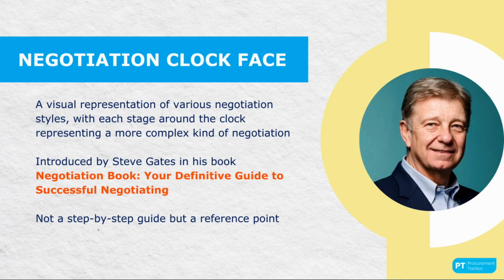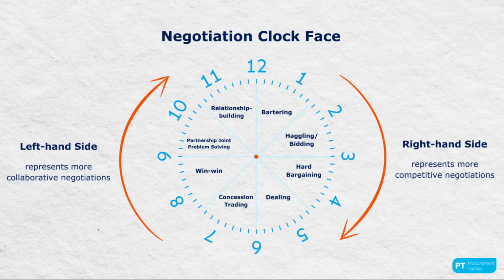Negotiations can fluctuate between the clock phases, and the negotiation clock face will help you determine which phase you're currently at with your supplier and therefore navigate this. The clock face can be split into two groups, with the right-hand side, 1 to 6 o'clock, representing more competitive negotiations, and the left-hand side, 7 to 12 o'clock, representing more collaborative negotiations.